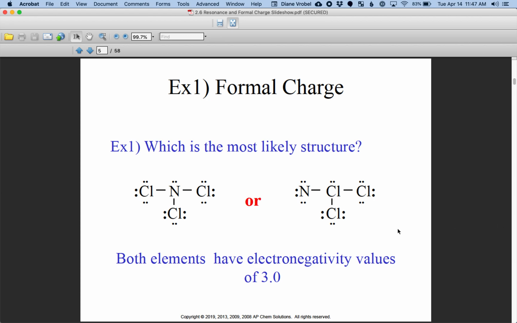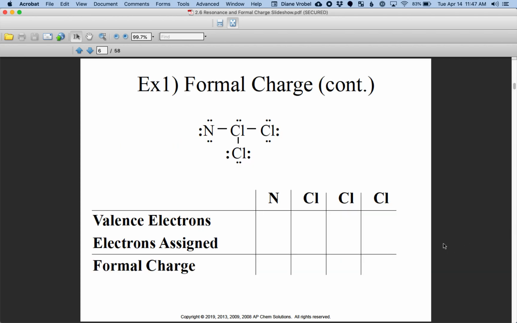Okay, so here we have an example of two Lewis structures, and the possibility is either on the left or the right. The question is, they both have an electronegativity of 3.0. So this is a conundrum. We're trying to determine which one's the better structure. So you need to look at each individual structure, and you should be able to list out the valence electrons. So you should know that nitrogen has 5 and chlorine has 7. That should become automatic to you.